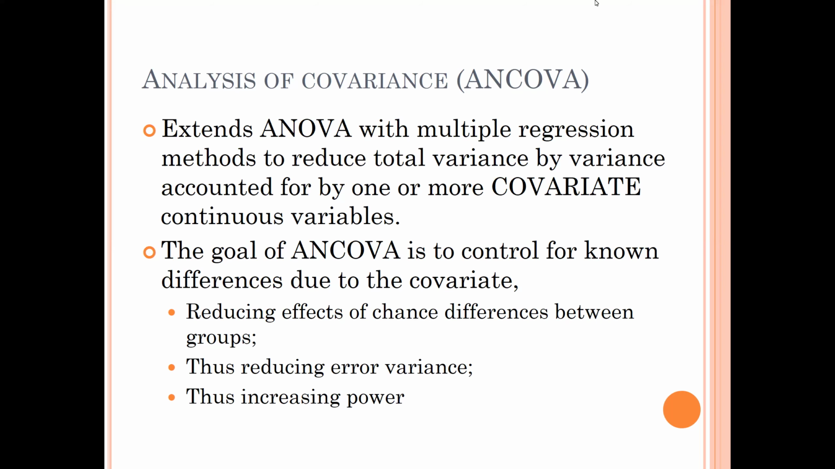By controlling for its effects, we reduce error variance. We reduce what we are not able to explain. And anytime you reduce error variance, you're reducing, of course, that denominator term of the F test, the mean square error, and thus you're increasing power.